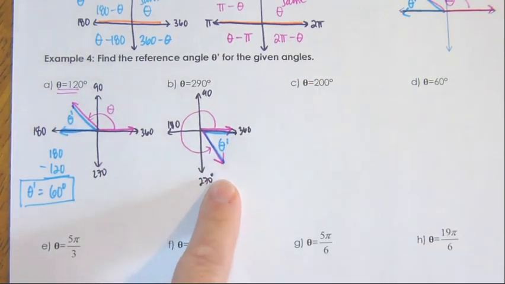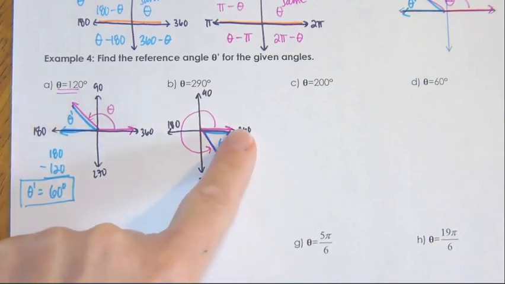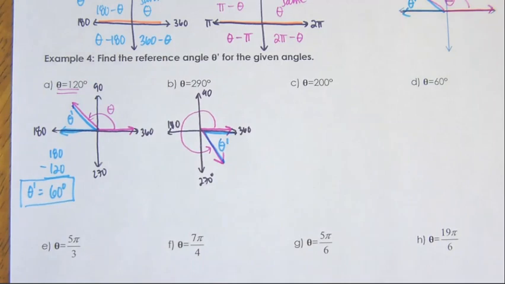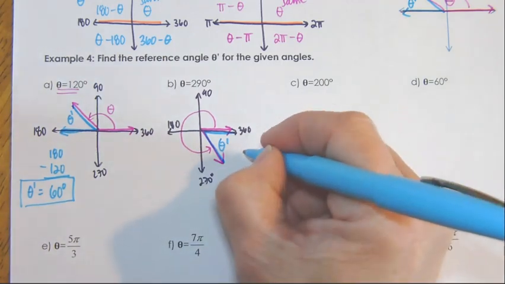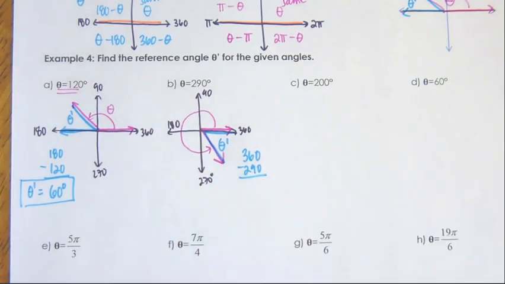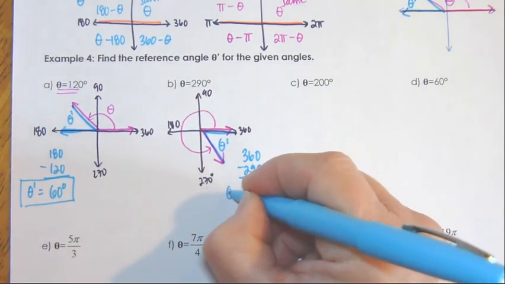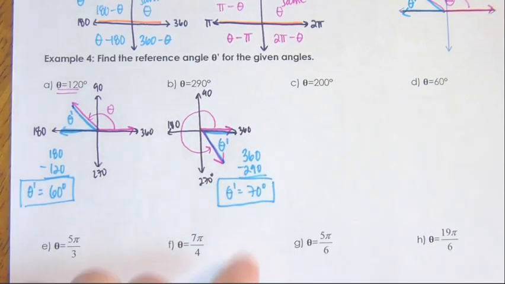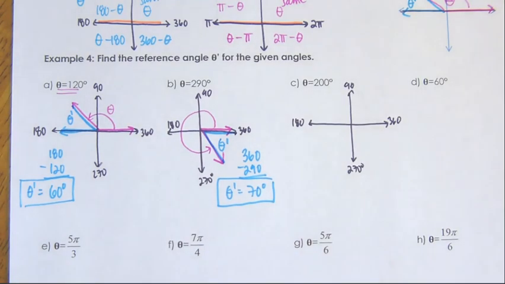Since that's in the fourth quadrant, I know it's not quite a full circle, it's smaller than a full circle, which is why we're going to do 360 minus whatever the angle was. So 360 minus 290. My reference angle this time is 70 degrees. Again, it should always be acute. Take a look at the next one.